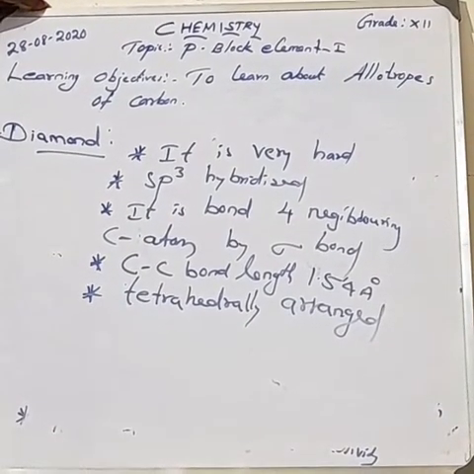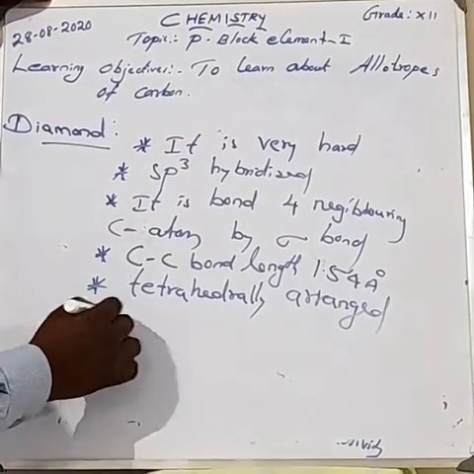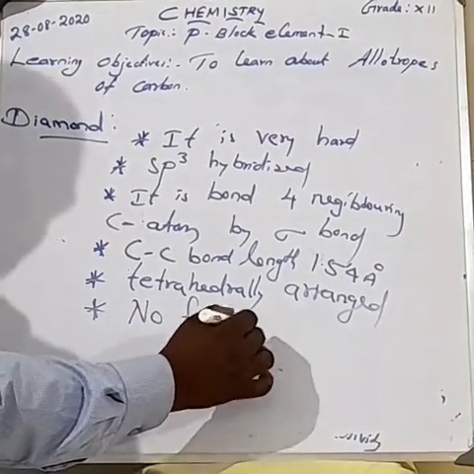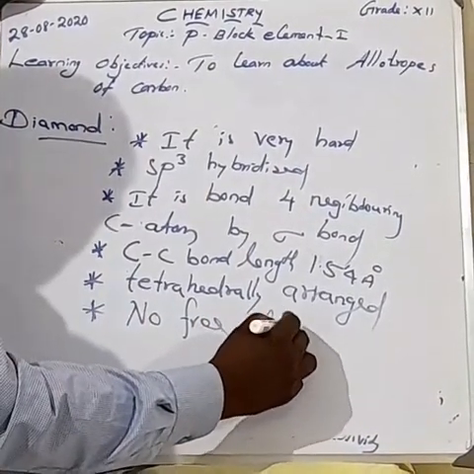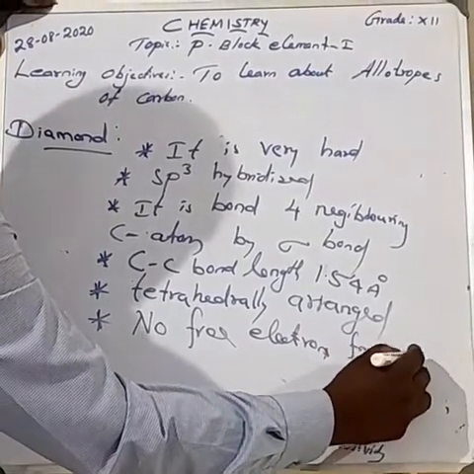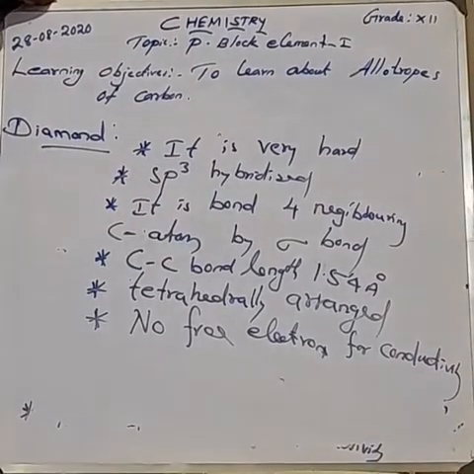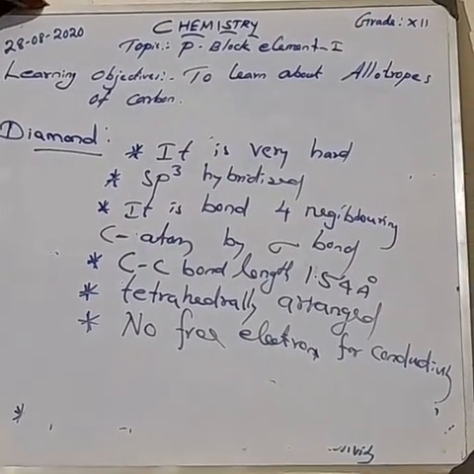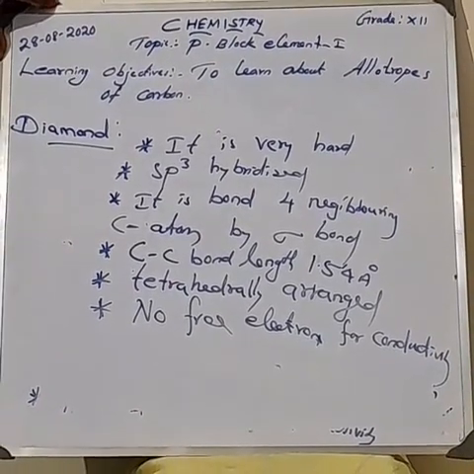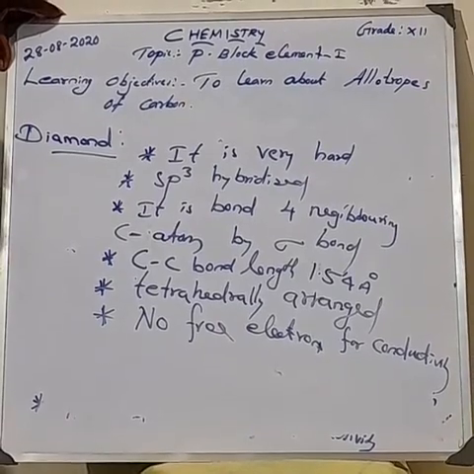Four or five points are enough. There is no free electron for conductivity in diamond. So diamond is not a good conductor. It is a bad conductor of electricity, because there is no free electron for conductivity.